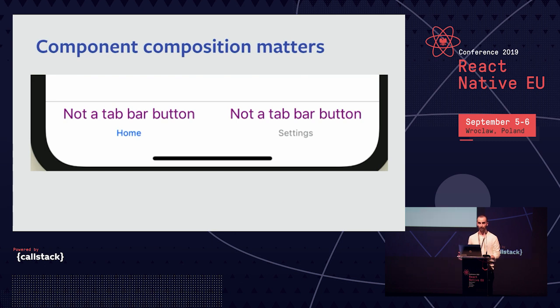But enforcing the props type is not the only important part of enforcing invariants in your React components. The way you compose your components also matters a lot, right? Because you might have two collections of components that are not meant to be mixed. So in this example, I have these non-tab bar buttons inside my tab bar. They clearly don't belong there. They stick out. They look weird. And we can avoid these kinds of situations using types as well.